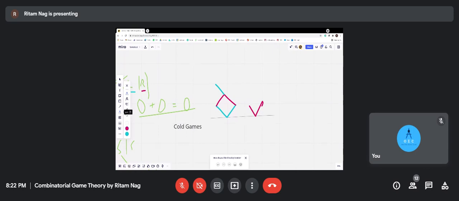The last player to move wins, as usual. The player who can't move loses, similar to Nim. So the thing is, we want to compute the formal games for these and eventually figure out who's winning which game. And since sort of different, oops, sorry.